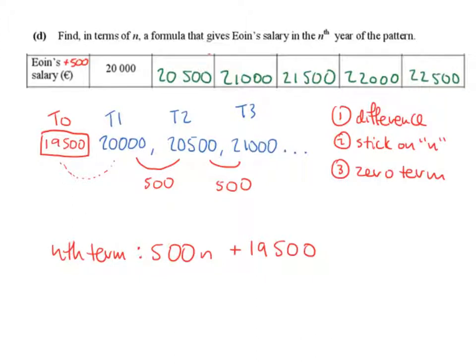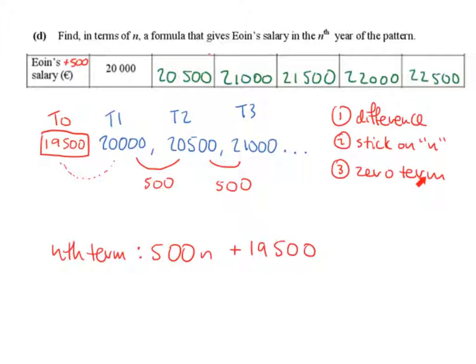So this is one way to get the nth term, or Tn, and it is to, first of all, get the difference between each term. So the difference is 500. We're adding on 500 each time. So we write down the number 500. Step 2 is you just stick on an n, so we have 500n.